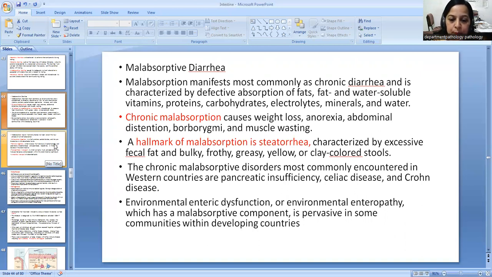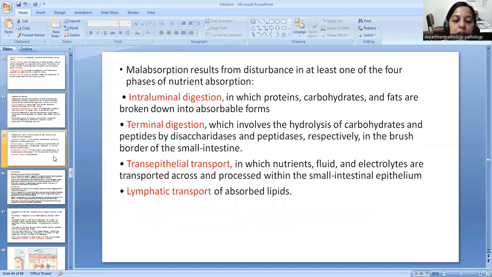The chronic malabsorptive disorders most commonly encountered in Western countries are pancreatic insufficiency, celiac disease, and Crohn's disease. Environmental enteric dysfunction, or environmental enteropathy, which is the malabsorptive component, is pervasive in some communities within developing countries.